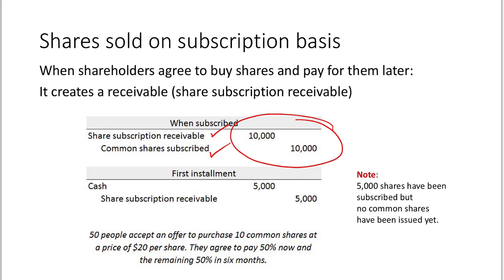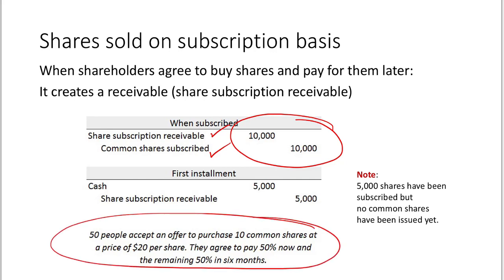In this case, the first installment was half, so there's a little note down here of what's happening. 50 people accept an offer to purchase 10 common shares at a price of $20 a share. They agree to pay 50% now and the remaining 50% in 6 months. So that first installment is a debit to cash and a credit to the share subscription receivable. And at that point, we still haven't issued any shares.